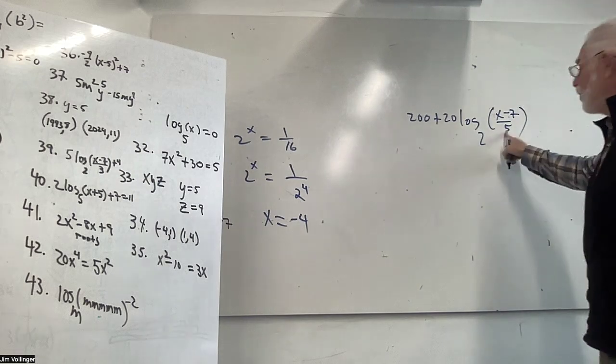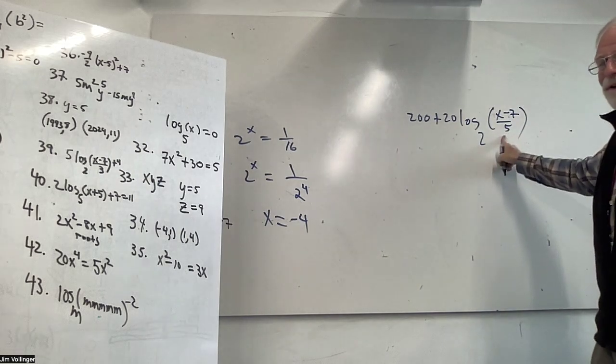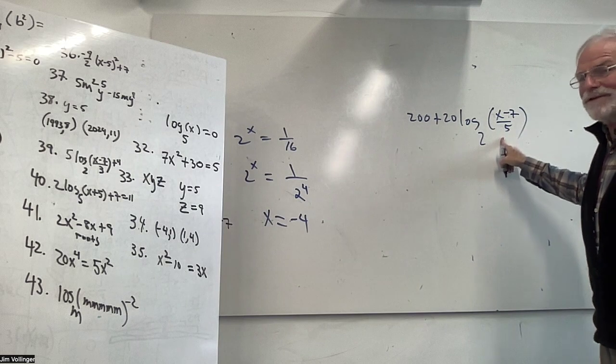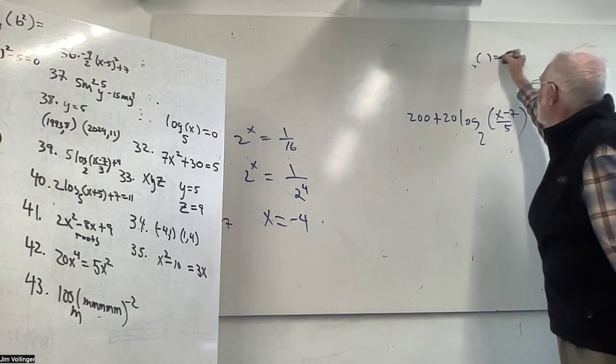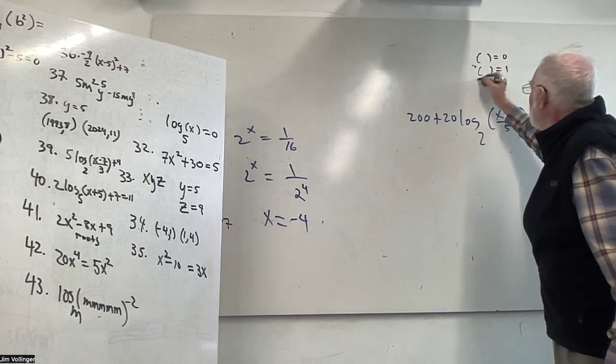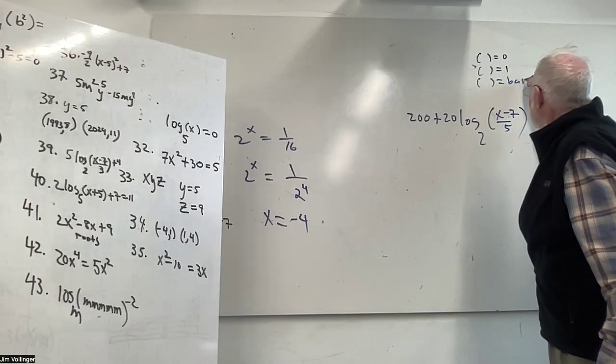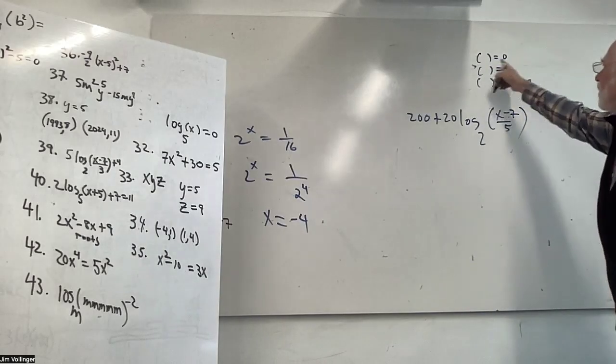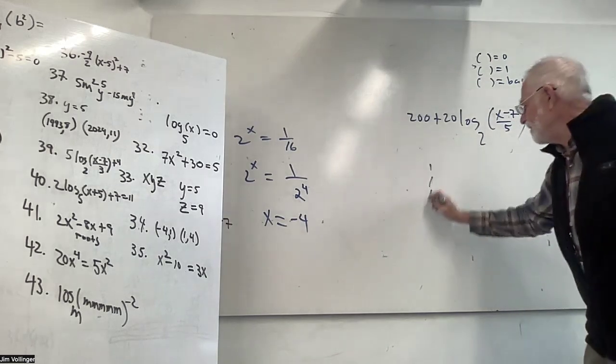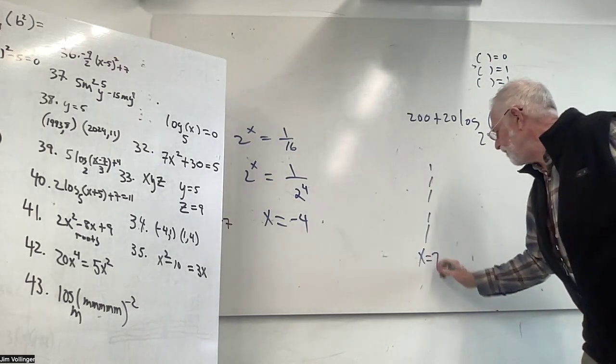And I talked about the parentheses. Can you remember from 20 minutes ago what I want that parentheses to equal? I want it to equal 0. I want it to equal 1, and I want it to equal the base. So what do I see? When does it equal 0? When x is 7. Maybe it's the same problem we did before.